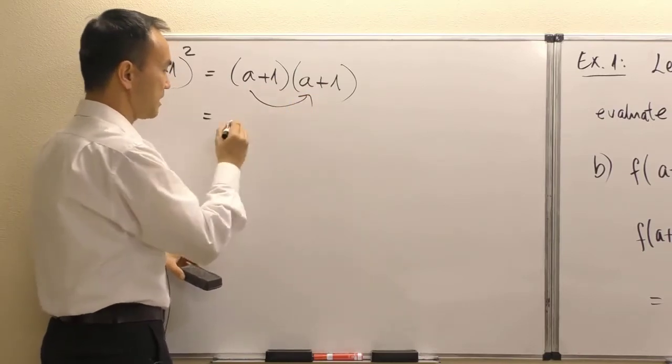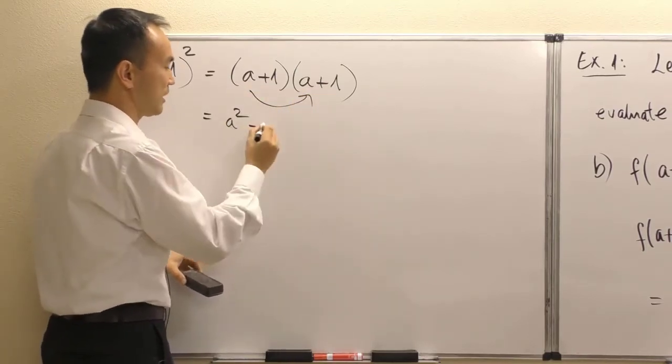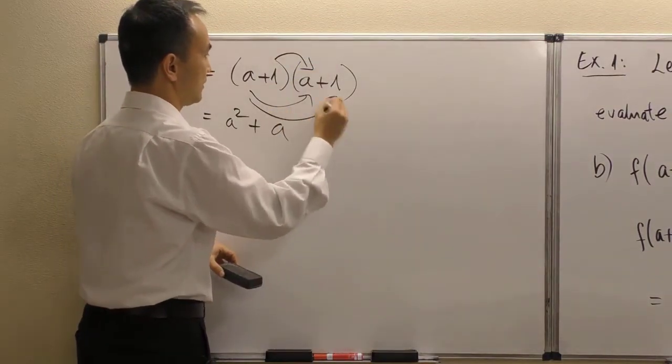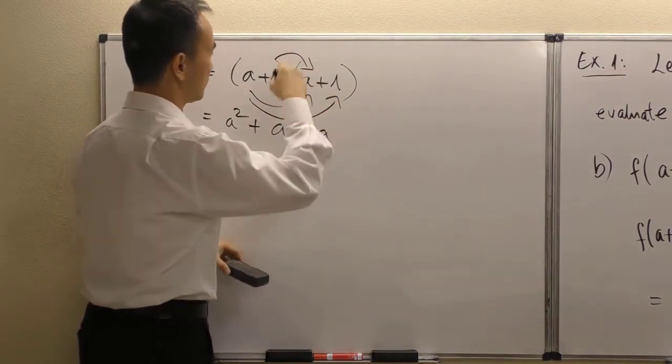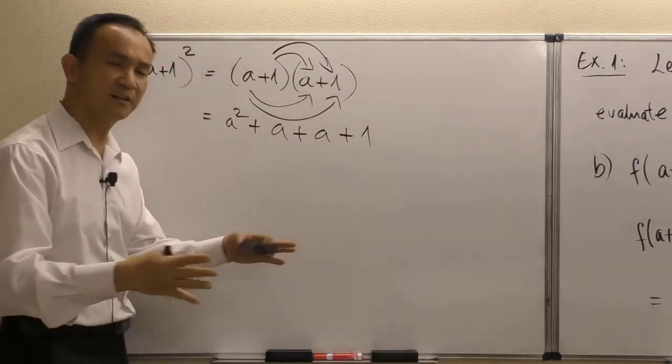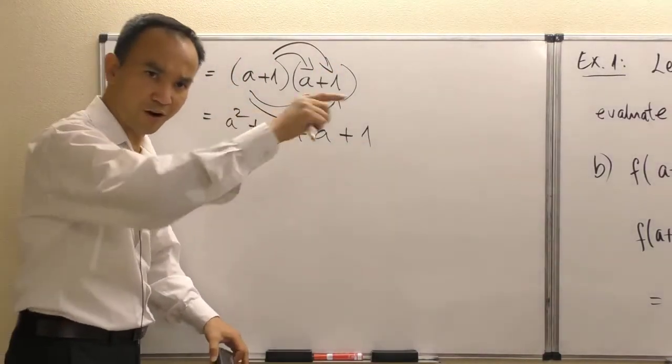So here it's a times a, that gives me a squared. A times 1 gives me a. 1 times a gives me a again, and 1 times 1 is 1. That's why we call it FOIL. Okay, distributive law of multiplying out.